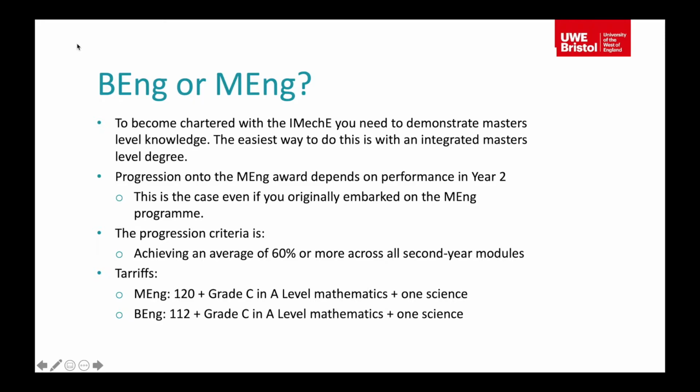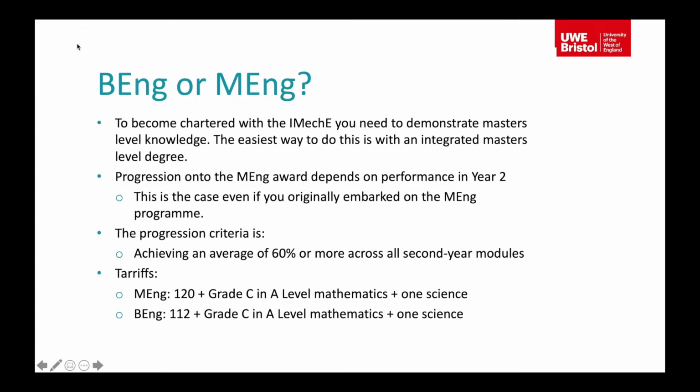Now, the progression onto the Masters of Engineering program actually is dependent upon the performance in year 2. So even if you came in on a BEng, if you do well in year 2, you'll be offered the opportunity to change to the MEng program if you want to. So it doesn't really matter, and that's the same even if you come in on the MEng program. It is still dependent upon the year 2 marks. The criteria that you need to meet is 60% across level 2 modules, or year 2 modules.